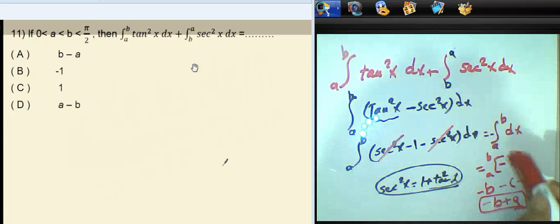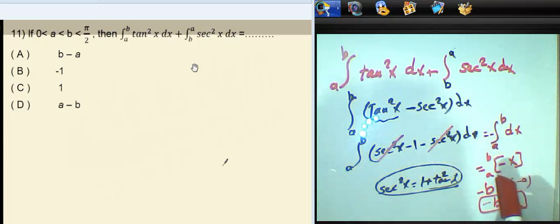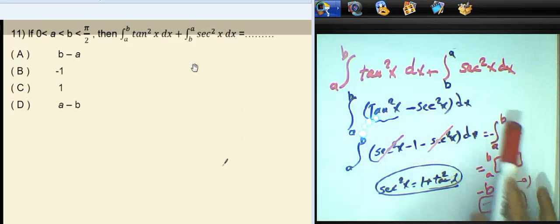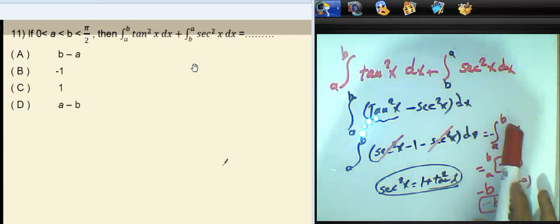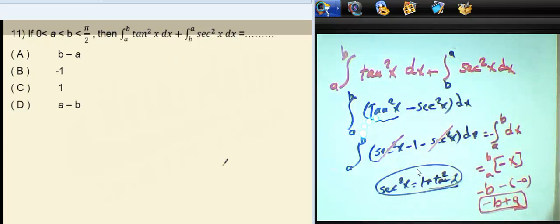Integration of this function, negative dx, equals what? Equals -x, and the limits here by integration from a to b. Write the top, subtract the down. Top here, or beginning from a to b. This is the end of integration. The end point here will be -b. Subtract by beginning here, a, negative times negative equals positive. The result will be -b plus a. Choose letter D. It will be a subtract by b. Letter D. Choose letter D.